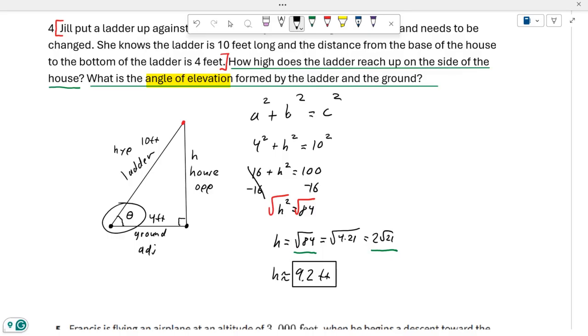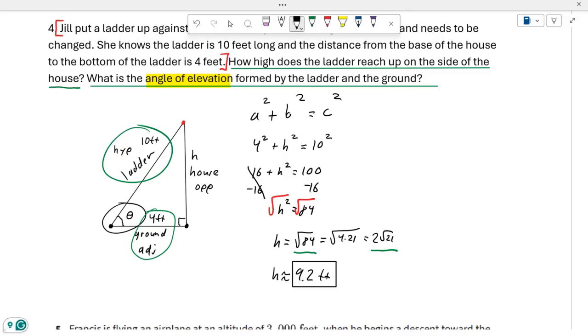Now, what I want to know is, of these three things, what do I have some values for? How long are the things that I can use here? So notice that I'll just circle everything. The hypotenuse, which is the ladder, is 10 feet, we know that. And we know that the ground, which is adjacent, is 4 feet. So thinking about this, we've circled the hypotenuse and we've circled adjacent.